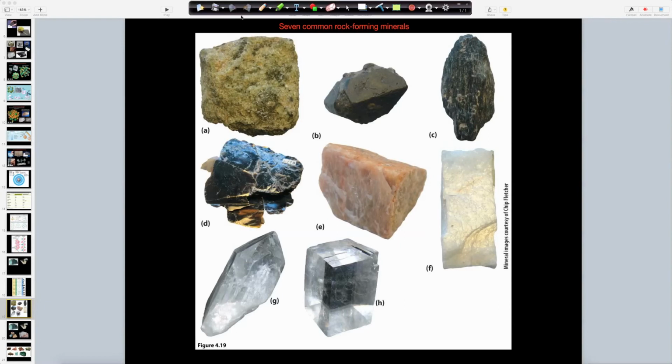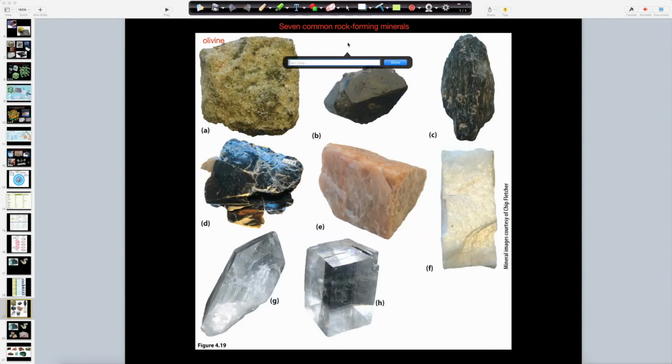So the first one is the mineral olivine. Olivine always has this olive green color. You get very small crystals. The color actually is its diagnostic characteristic. It doesn't have any cleavage because it's an isolated or an independent silicate tetrahedra.